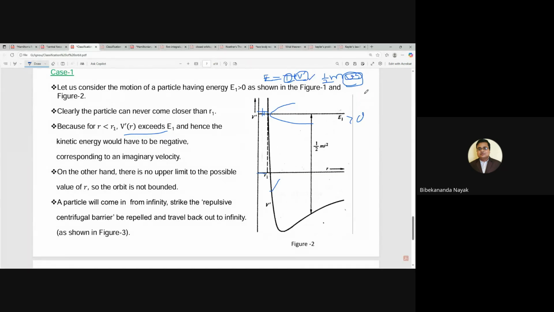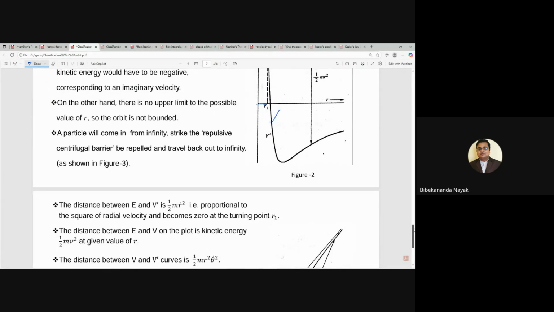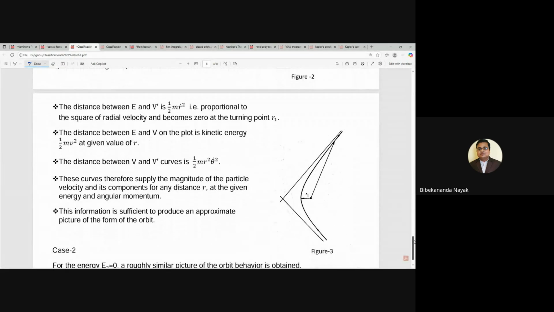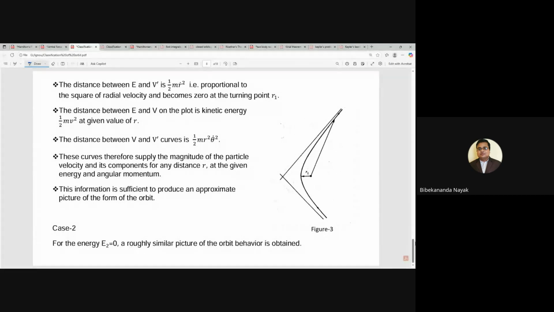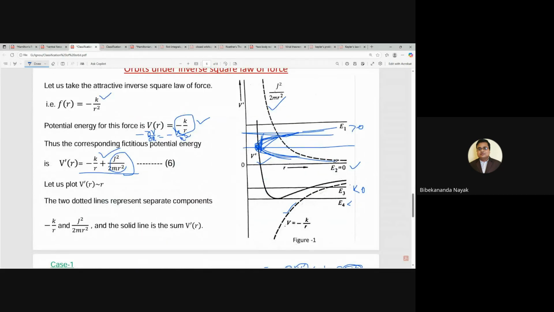On the other hand, there is no upper limit to where it goes. So this motion is not bounded. If you plot the orbit, it looks like this. It is not bounded, and it has only one turning point. We know that, so the orbit will look like this, from infinity to this point. And this continues up to the second case, when total energy is 0. Roughly the same picture. When the total energy is 0, it is the same picture.